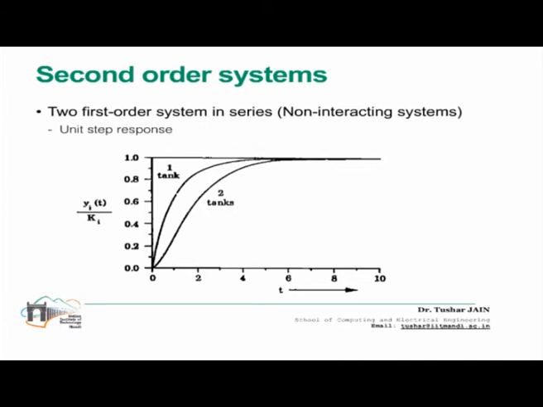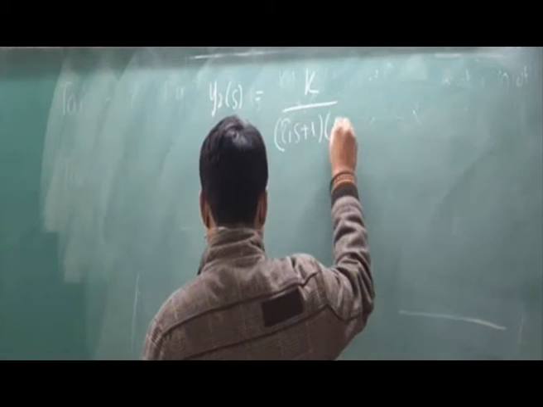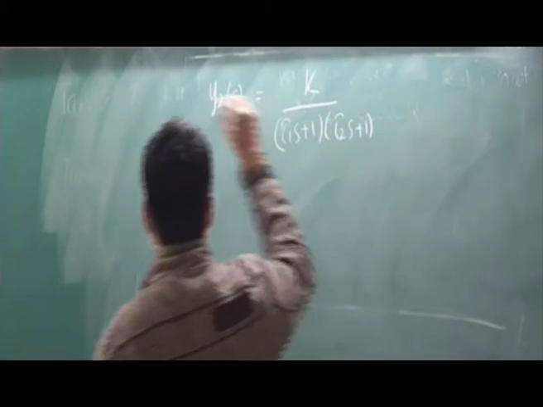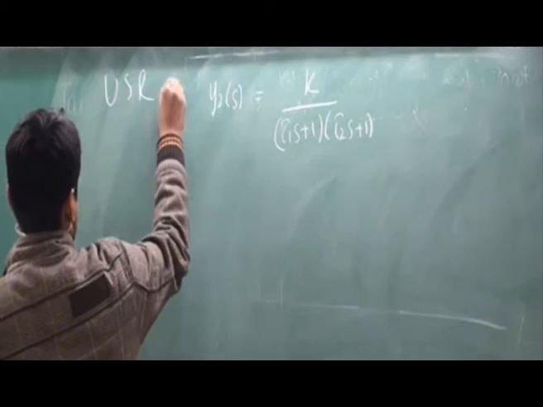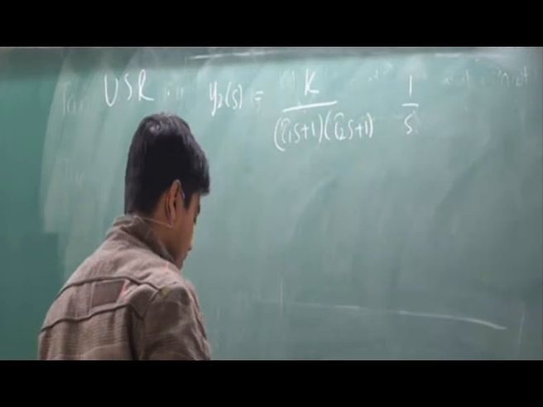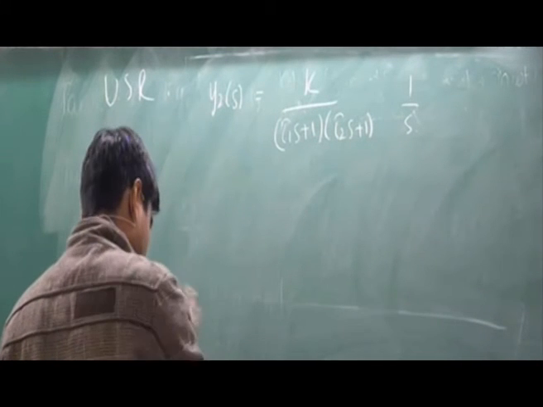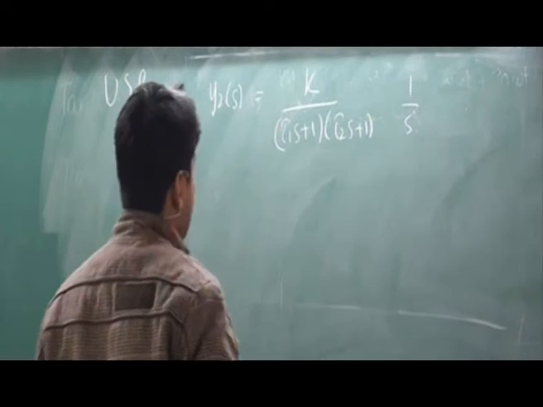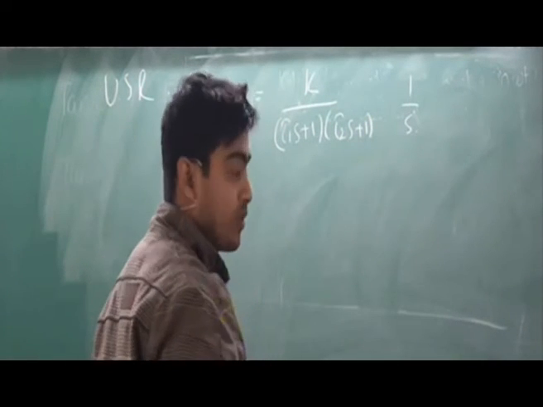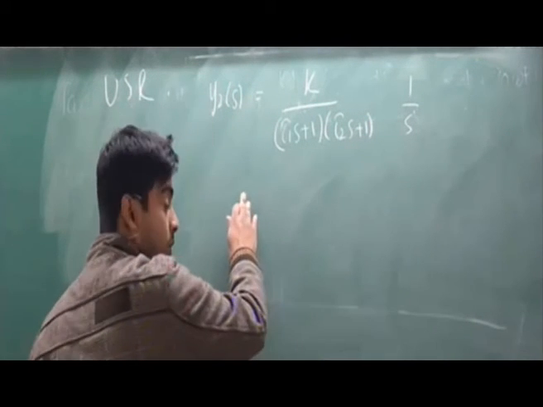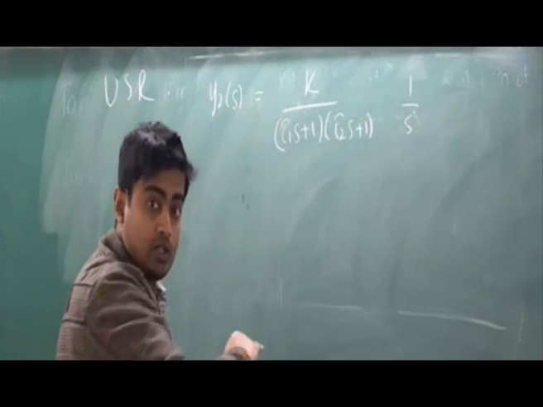Now we can see the unit step response for this non-interacting system. This is the transfer function, and this is the unit step response. So my input would be what? 1 over s. I will not go into detail by doing the similar procedure, doing the partial fraction and then taking the Laplace inverse. I will write directly the final expression for this. You can do this by yourself.